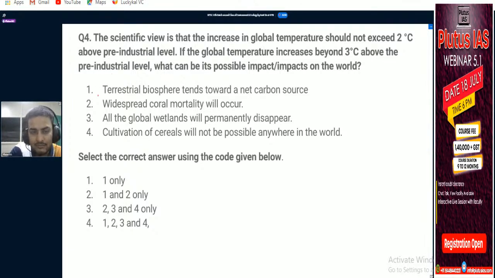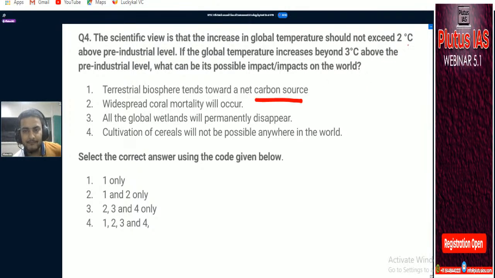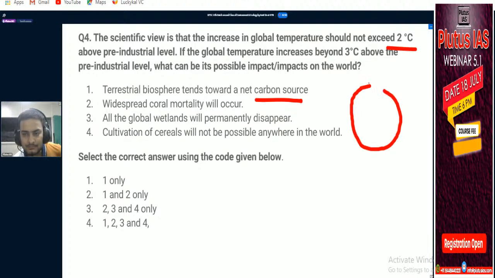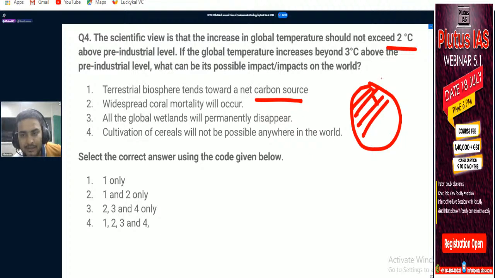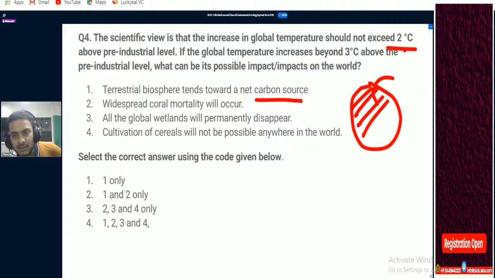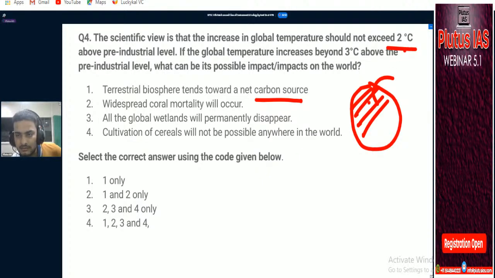Then coming to the question, let me explain the option. Terrestrial biosphere tends toward a net carbon source. So what will happen if there is a 2-degree increase? The Earth, the lithosphere, will become a net emitter of carbon, because with a 2 degrees centigrade rise, there will be rising temperature on Earth. That is what we are talking about, right?